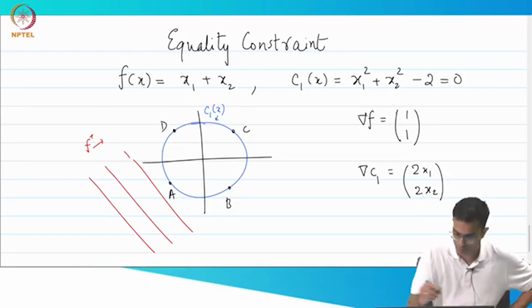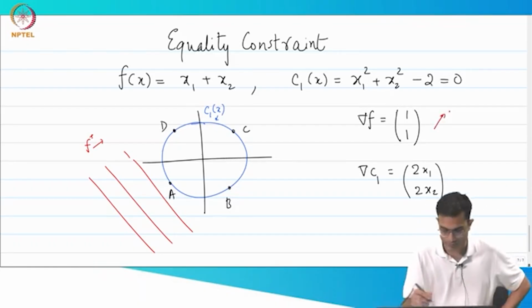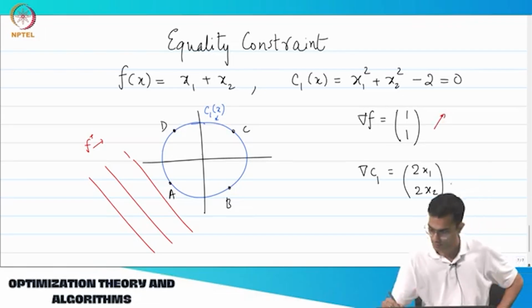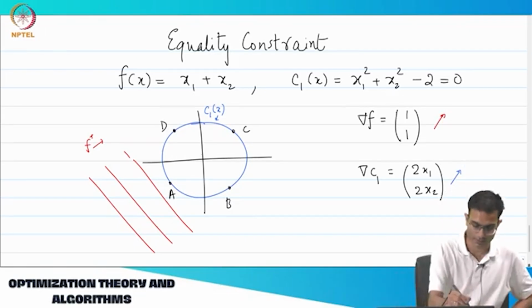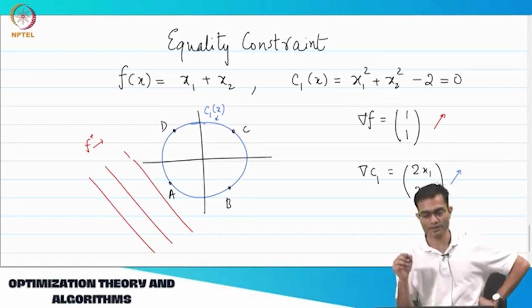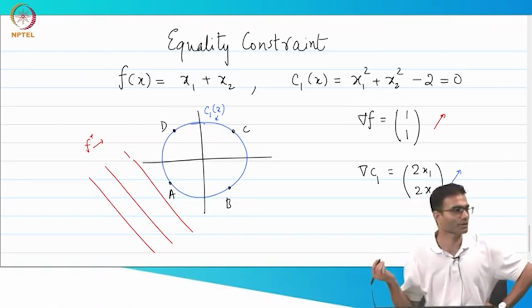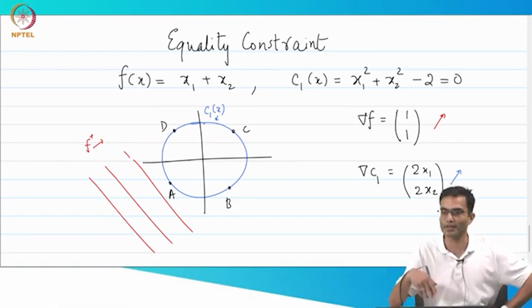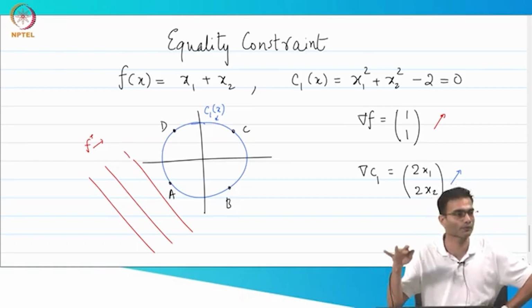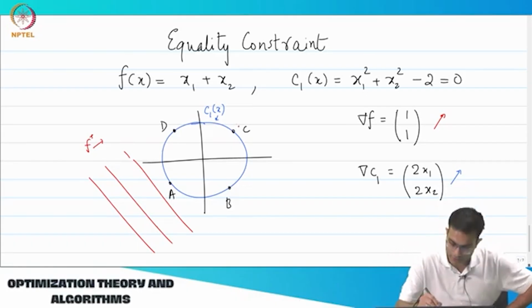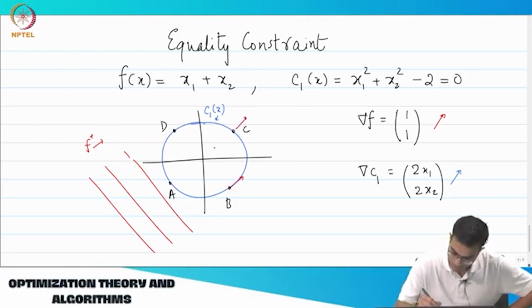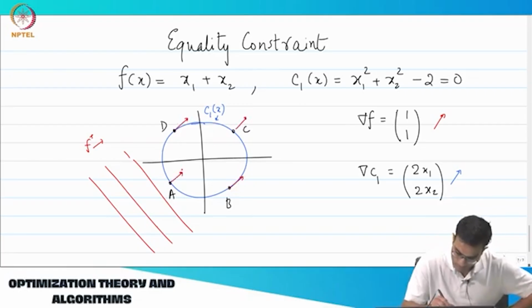Let us denote grad f by this color and grad C1 by this color. Okay, so at all of these points, grad f is a constant vector. So, no matter which point I take on the feasible set, grad f is always pointing in the same direction. So, let's just draw that over here.